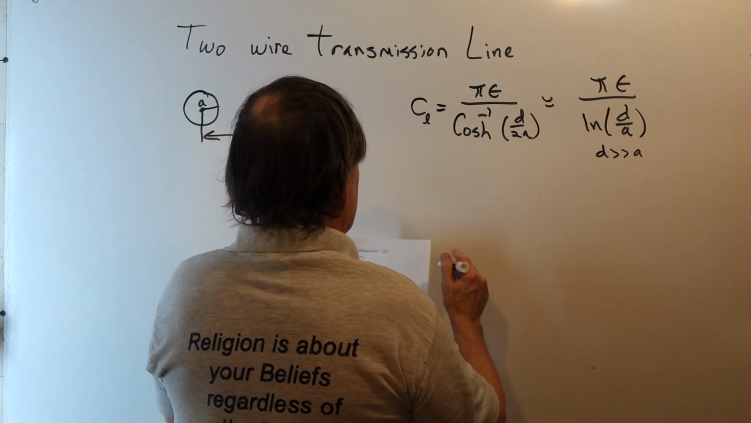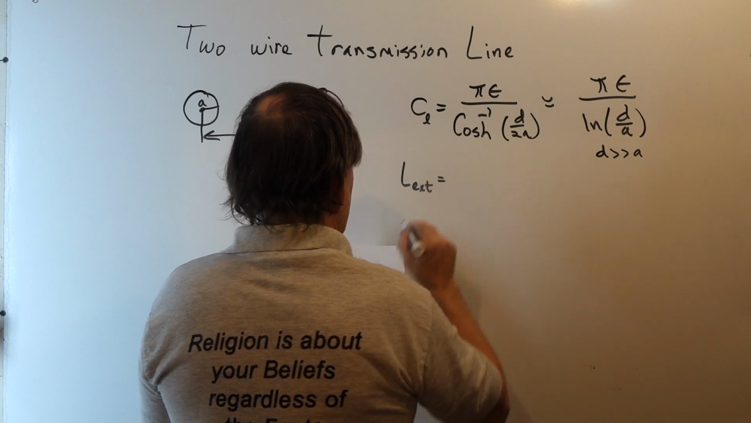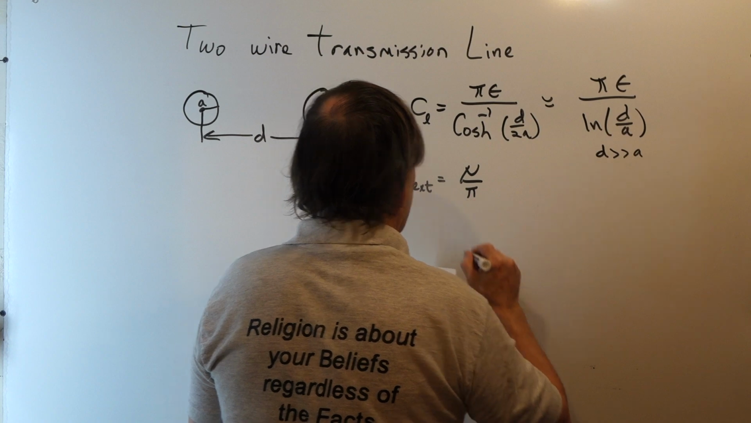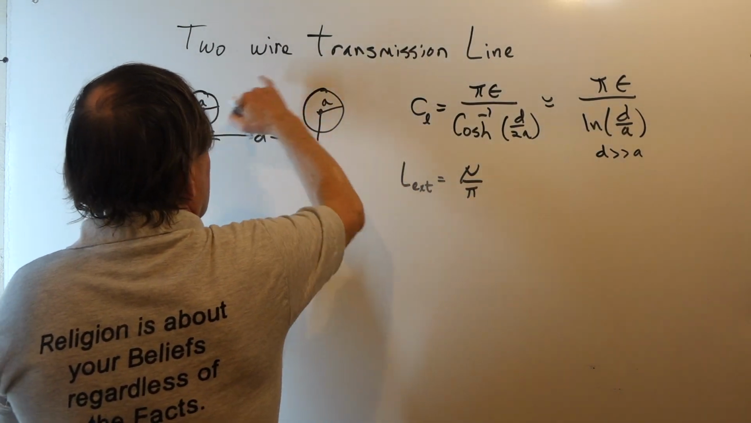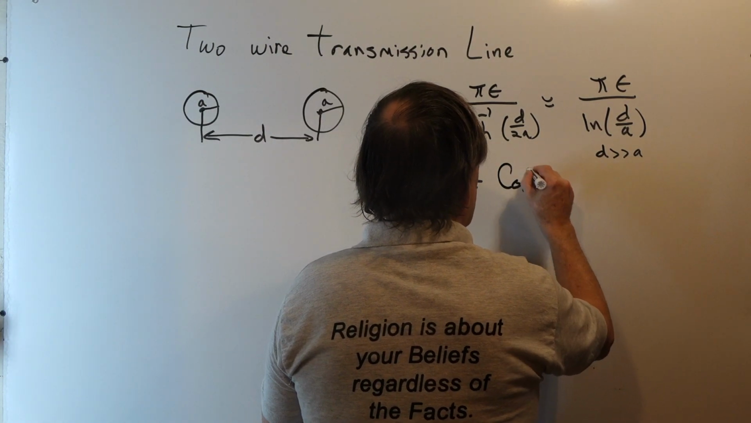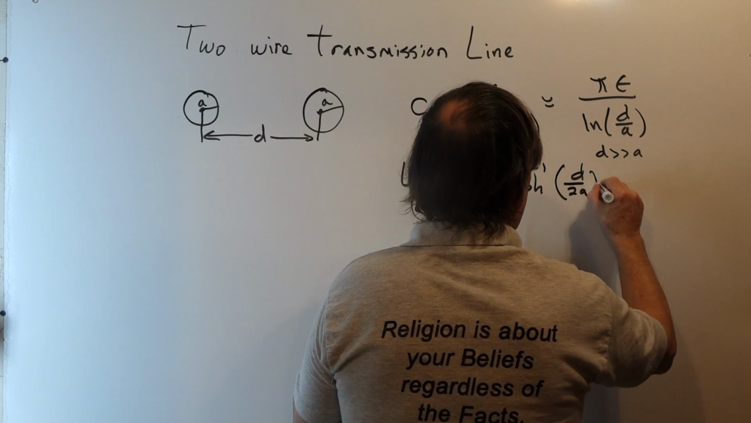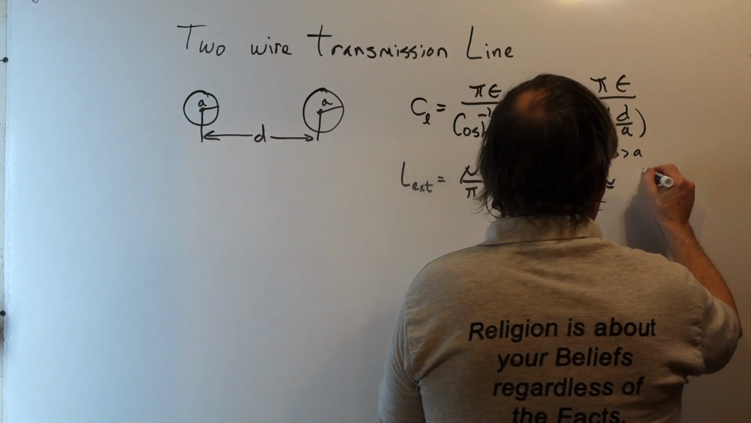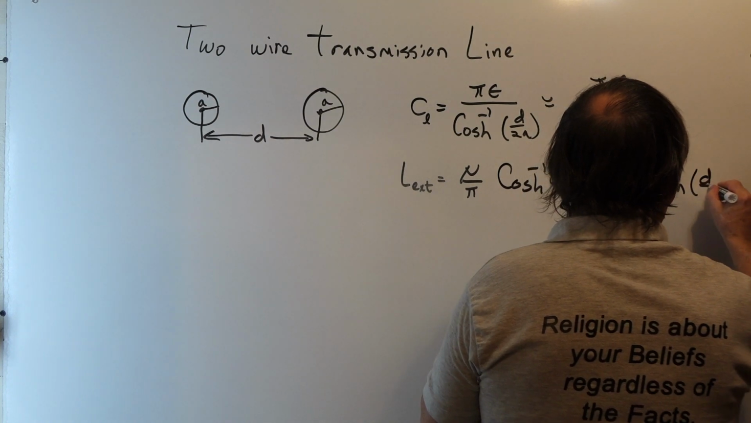For the line, there are several inductances that we need to look at. There's the external inductance, which is mu over pi, where mu is the permeability of the medium between the two conductors, times the inverse cosh of D over 2a, which again, if D, the separation distance, is much greater than a, is mu over pi times the natural log of D over a.